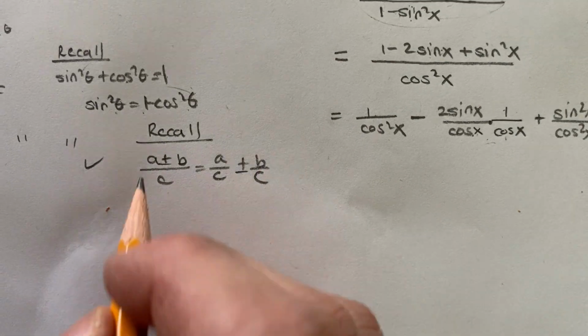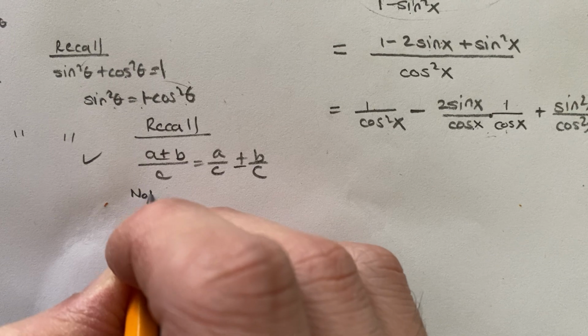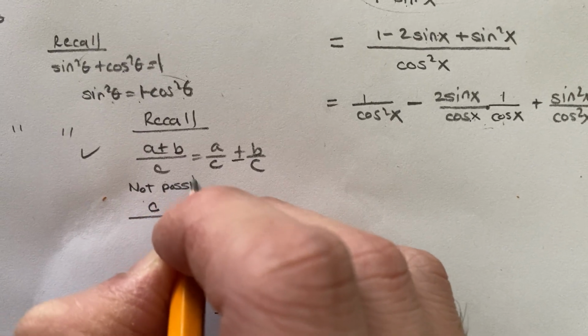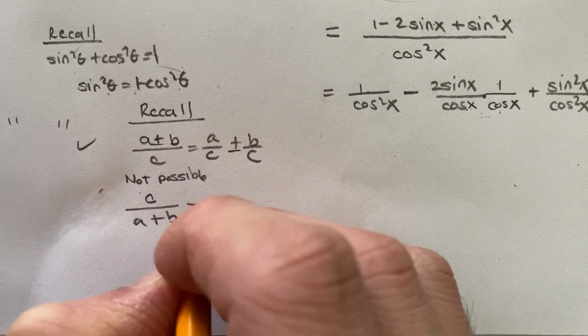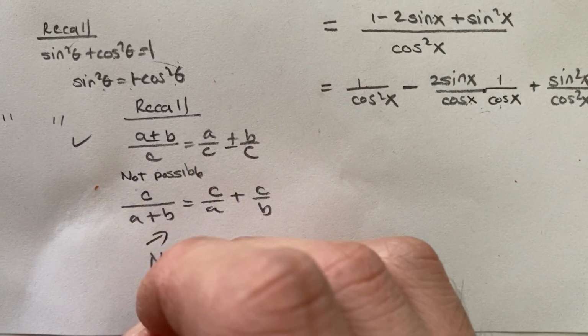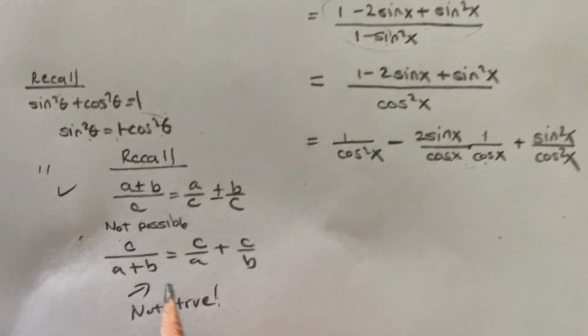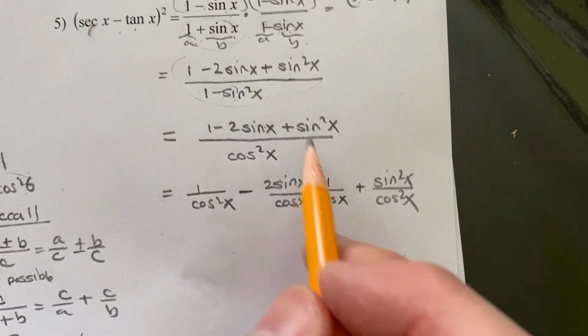Students have trouble with the splitting up the fraction rule, because you're allowed to do this, but you can't do it the other way around. So do not do this: C over A plus B is equal to C over A plus C over B. This is not true. So don't get these two confused. All right, so I split up the fraction.